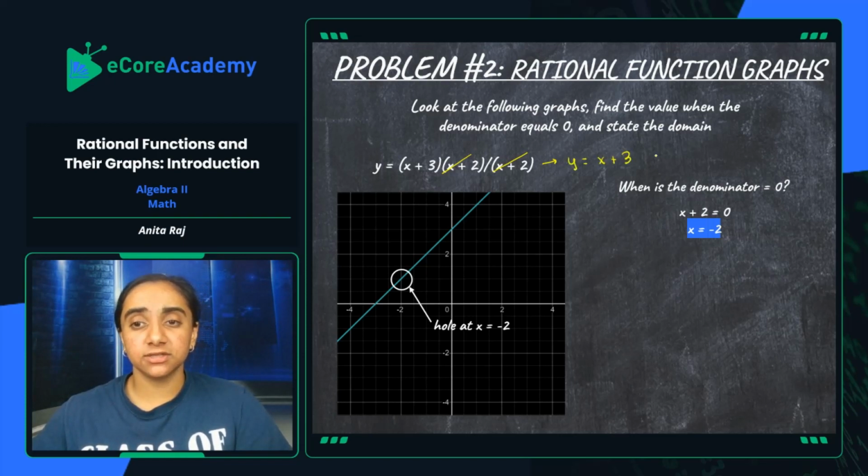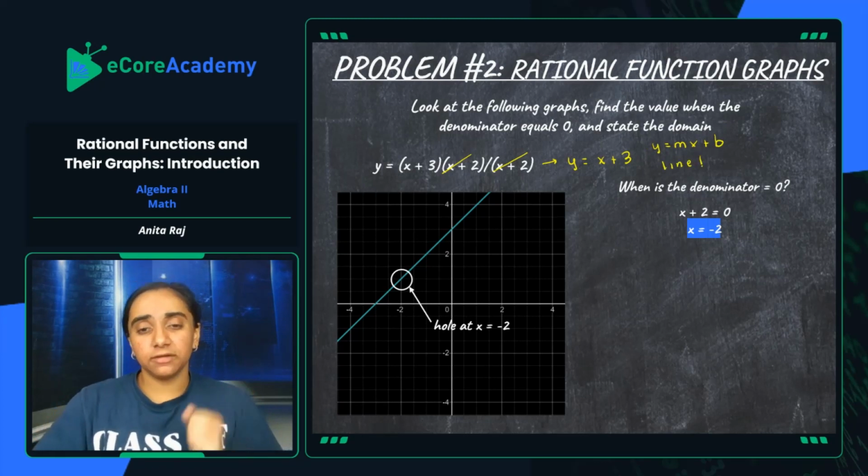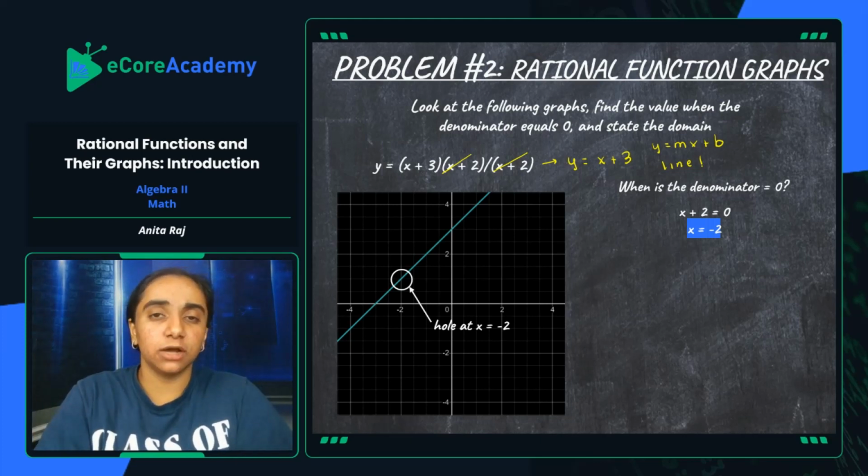And as you can see, this is similar to y equals mx plus b, which is slope-intercept form, which is what gives you your line. So that's why you see a line when we graph it. However, this is an ordinary line because we have that x plus 2 common factor that we got rid of, and we can't just ignore that.